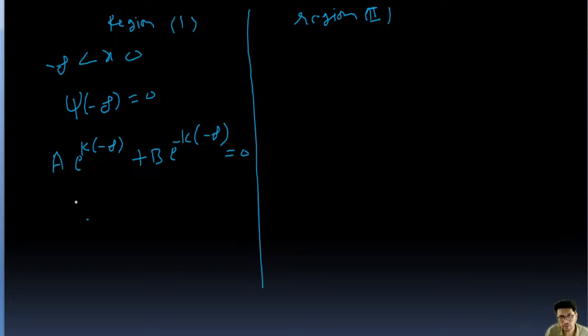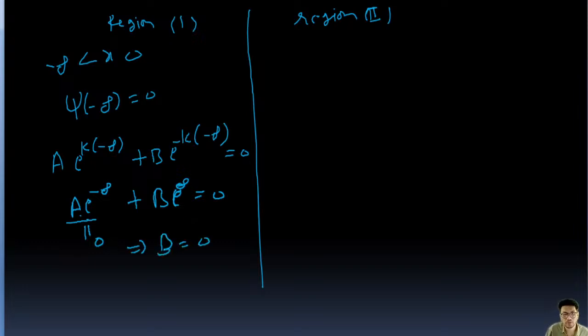So this value is going to be a e to the power minus infinity plus b e to the power plus infinity, equal to 0. So we can see this first value is 0, and e to the power infinity cannot be 0, right? This implies b equal to 0. This is how we've got b equal to 0.